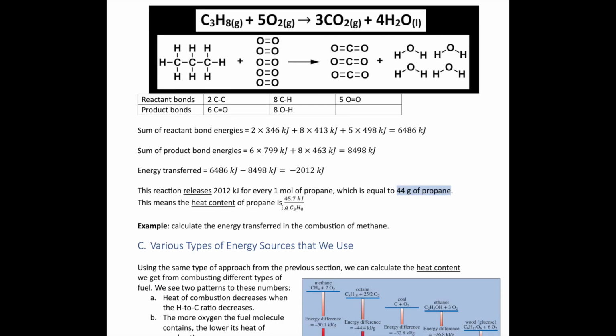Another way to express the amount of energy that propane has is by showing you the heat content, which is just taking the number that we calculate here, the 2012 kilojoules, and then dividing it by the mass of the propane that we use. So if you take 2012 and divide by 44 grams, you get 45.7 kilojoules per gram. So again, that tells you that for every 1 gram of propane that's being combusted, 45.7 kilojoules of energy is released. I want you to work on the same calculation for the energy that you get from the combustion of methane.